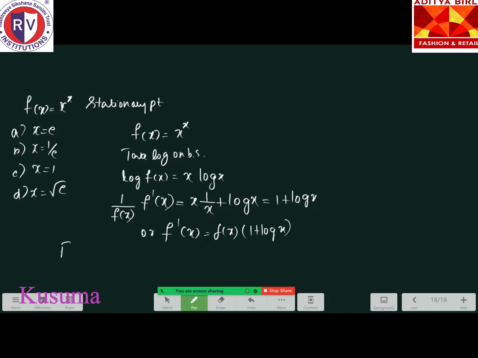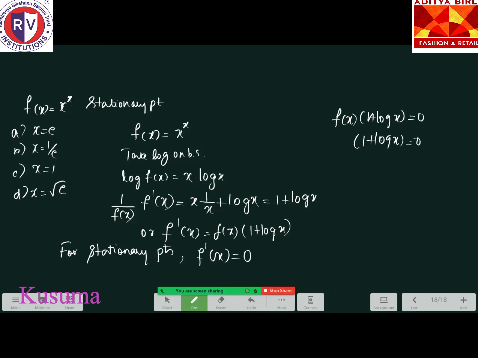So for stationary points, we must put f dash of x is equal to 0. So f dash of x here is f of x into 1 plus log x. That is f of x into 1 plus log x is equal to 0. That is 1 plus log x is equal to 0, or log x is equal to minus 1. x is equal to e to the power of minus 1, or x is equal to 1 by e.